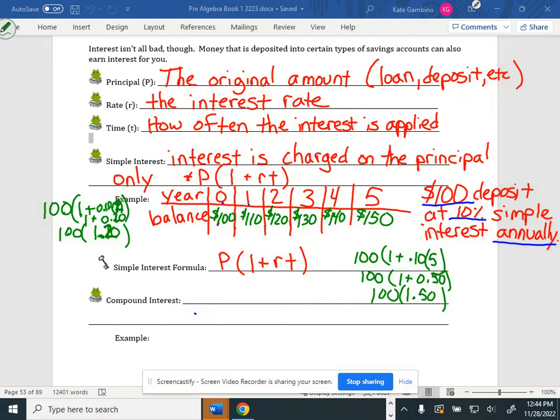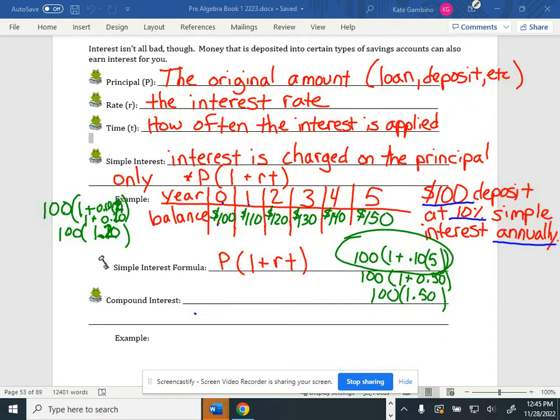Here's where the trick comes in. You have to be able to use the formula. So I'm not testing you on, can I multiply, can I divide? I'm testing you on, can I use the formula correctly? Do I know what my principal is, what my rate is, what my time is? I need to be able to work out the formula. So if you can write the formula correctly and then use your calculator to figure it out, that's fine. You have to be able to do the formula correctly. Does that make sense?